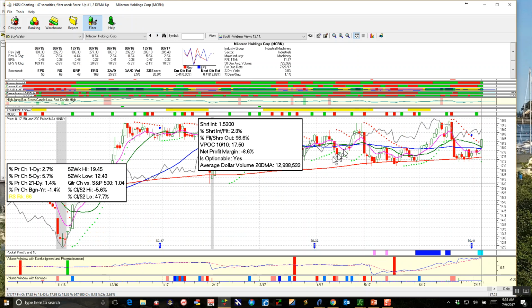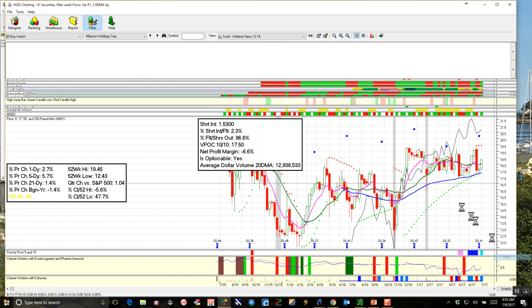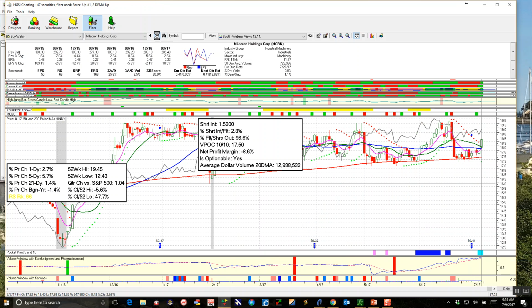Millicron Holdings, sideways consolidation, a couple of pocket pivots. There must be a weekly signal here. It was a high close doji. Again, sometimes I don't remember why I like these stocks because I looked at them a couple days ago. I put this in the lower of my interest.